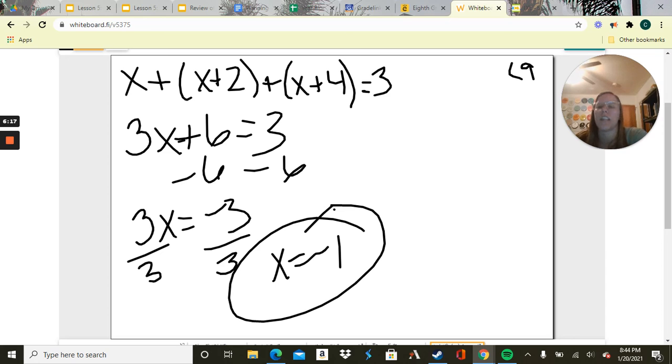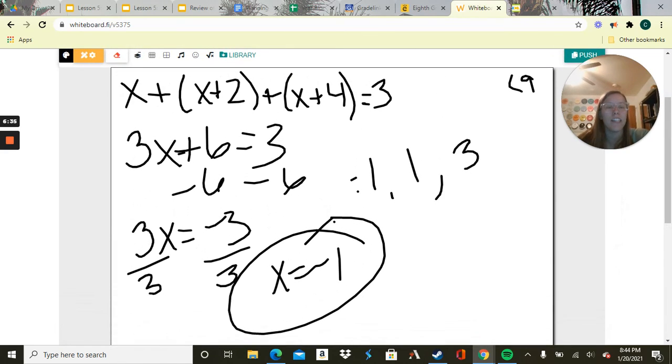So one of our numbers is negative 1, plus 2 is going to be positive 1, negative 1 plus 4 is 3. So if we add those together, 3 plus 1 is 4, plus a negative 1 is going to give us 3. Okay, so that's it.